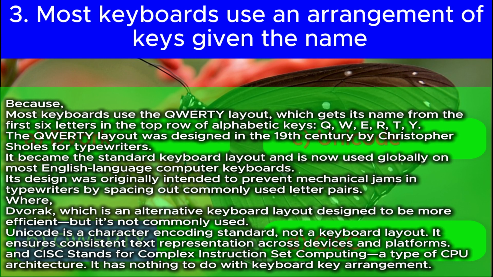Dvorak is an alternative keyboard layout designed to be more efficient, but it's not commonly used. Unicode is a character encoding standard, not a keyboard layout. It ensures consistent text representation across devices and platforms. And CISC stands for Complex Instruction Set Computing, a type of CPU architecture. It has nothing to do with keyboard key arrangement.